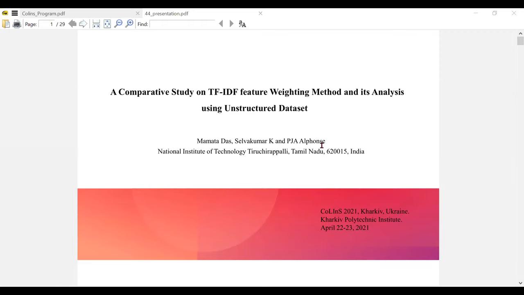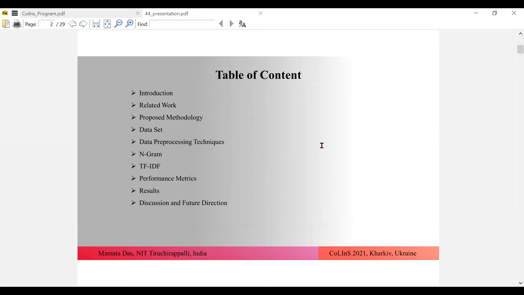My presentation is divided into some parts. I will start with the introduction and some related work on the TF-IDF feature weighting method. Then I will discuss our proposed methodology. After that, I will talk about the dataset and the data preparation techniques used in our method. Then I'll discuss feature extraction, that is n-gram and TF-IDF, and the performance parameters. At the end, we'll look at some figures and tables for the results, and I will mention some future directions of our work.